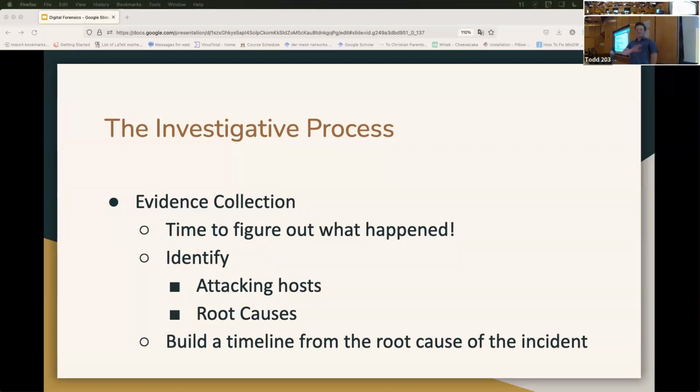Now it's time. We've contained them, they're not moving anymore, we can safely start gathering evidence, right? We've figured out how they got in, now we can figure out what they were doing, where the malware is, how they have persisted on our system, maybe across power cycles, right? And we can fully identify our attacking hosts. We're going to look deeper into root causes, and we can start building our timeline from the root cause to where we have finished containment. This is our how did they get into the system, how are they sticking around sort of thing.